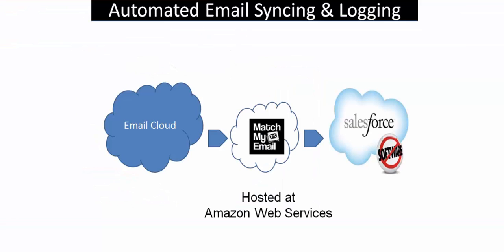As you can see from this slide, the purpose of Match My Email is to automate email syncing and logging between what we call the email cloud and the Salesforce cloud. Match My Email is an integration cloud that sits between those two clouds and works 24/7, 365, automatically taking emails out of the email cloud, processing them, and then putting them into the right records in Salesforce.com.